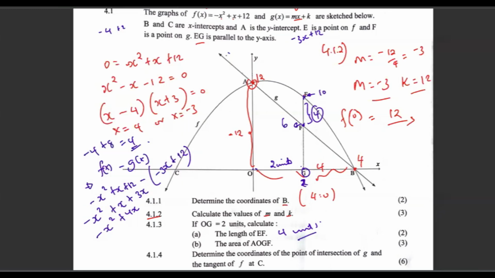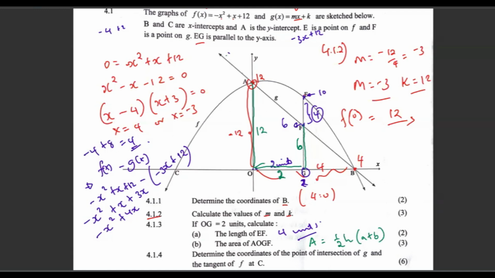Let's see. AOGF. So this is a trapezium that we can clearly see. We know that these are 6 units, and then these are 12 units. Our height here is a 2. So we know that area of a trapezium is given as a half height A plus B, where A and B represent the parallel sides.